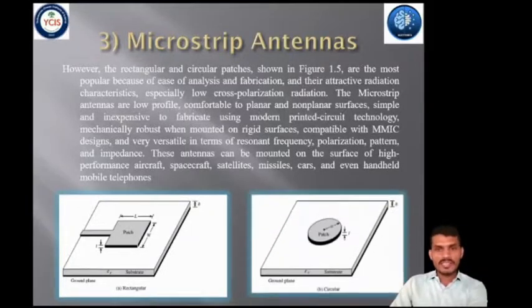Also another one is the circular patch. Now the circular patch has radius A, that is the radius of that particular circular patch, and thickness of circular patch is T also, and H is the height of that particular substrate. Now ER is the dielectric constant, that is the relative dielectric constant of that particular substrate material.